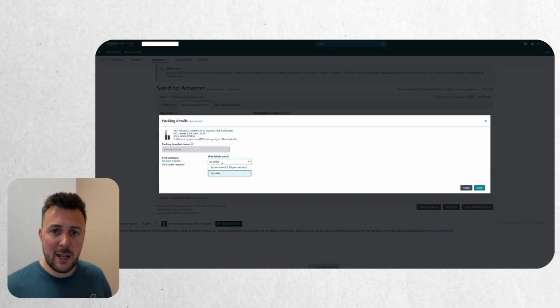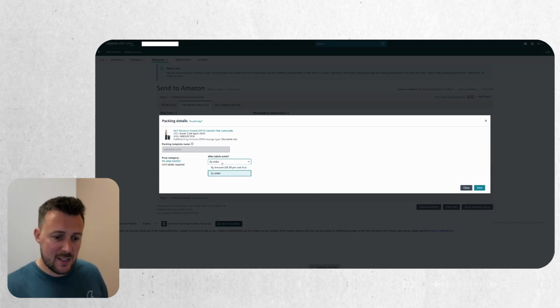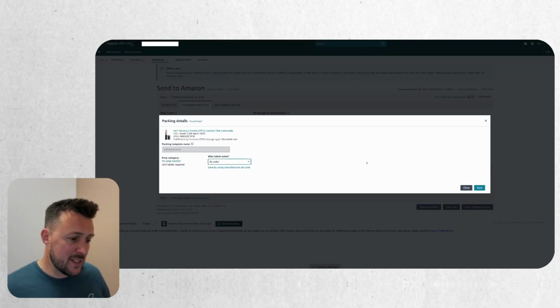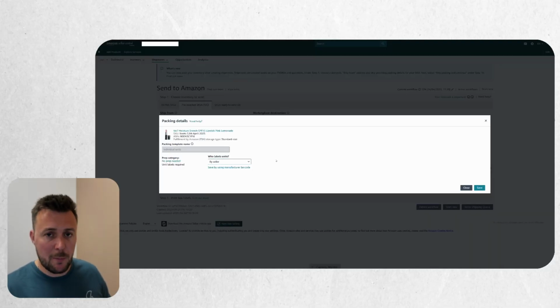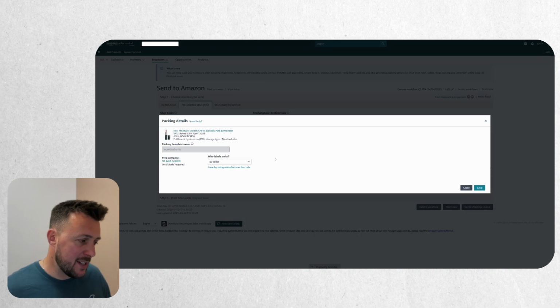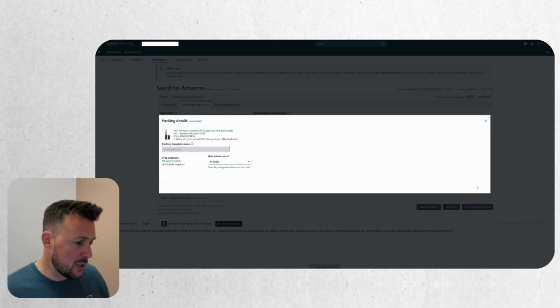Amazon can do the labeling for you, but I don't recommend that because it's too much of a charge. I would recommend you have your prep center take care of that for you, or if you're doing it yourself, just select by seller. So I'm going to go with by seller here. Either way, whether you're having a prep center do it or you're doing it yourself, you would select by seller. I wouldn't recommend having Amazon do it. It gets too expensive too quickly.